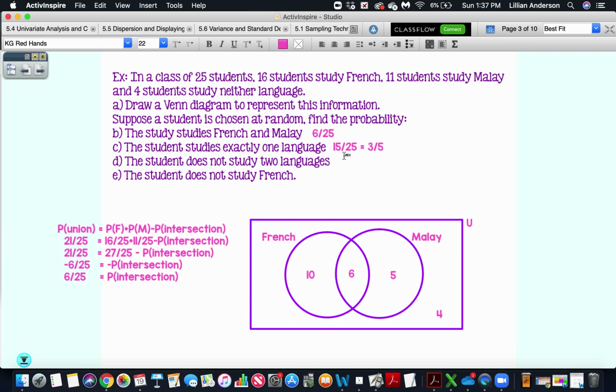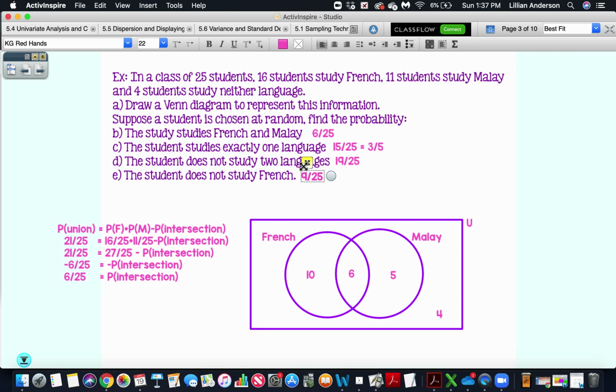The student does not study 2 languages. Well, if a student does not study 2 languages, that means they study exactly one language, or they study no languages. So that is the 10, that's the 5, and that's the 4, because you can't forget about those 4 students that don't study any of the languages at all. So that's going to be a total of 19 out of 25. And then the student does not study French. Well, that's everything outside of the French bubble, which are the 5 that study Malay only and the 4 that study neither, for a total of 9 out of 25.